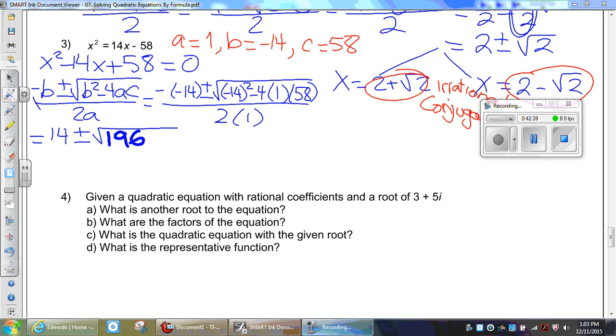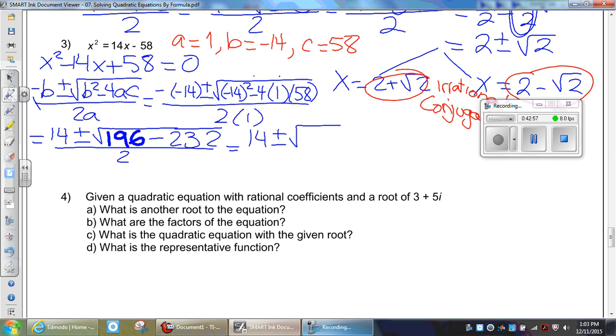I calculated that in my head. And then, no, I'm just kidding. So negative 4 times 1 times 58, that will be negative 232. Thank you. Everything divided by 2. Now, could someone please do this operation, 196 minus 232? Negative 36. Negative 36, thank you.